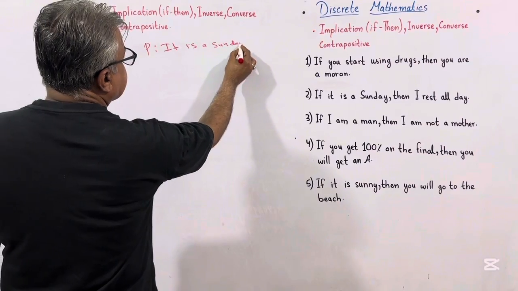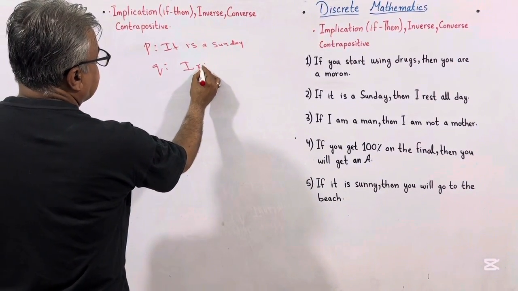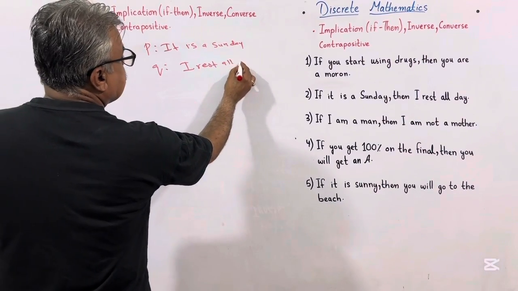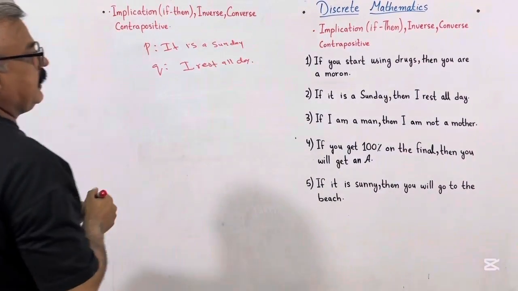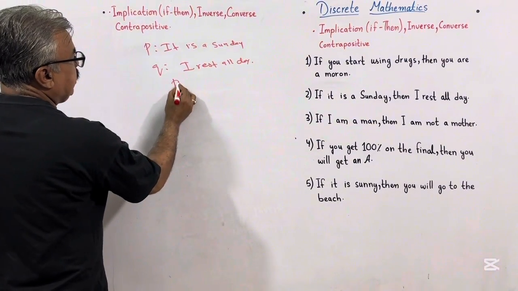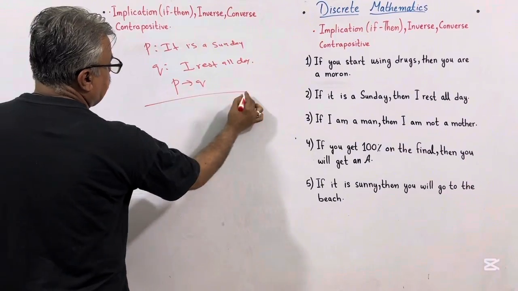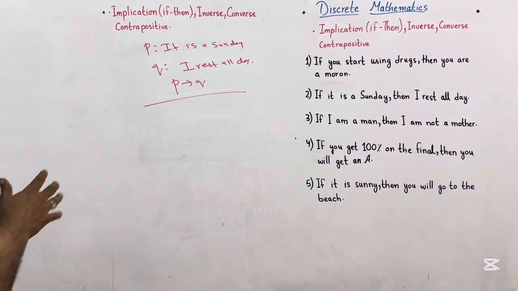P is "it is a Sunday" and Q is "I rest all day." This implication can be written as P implies Q. If P then Q.